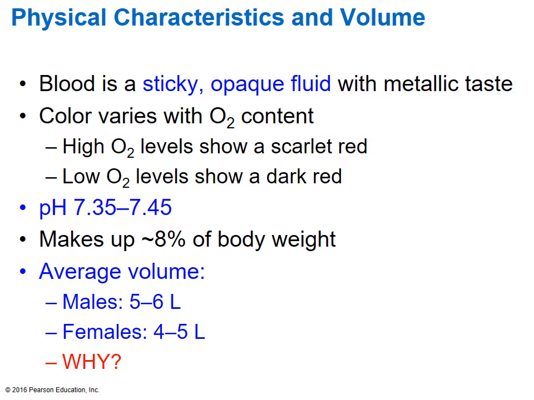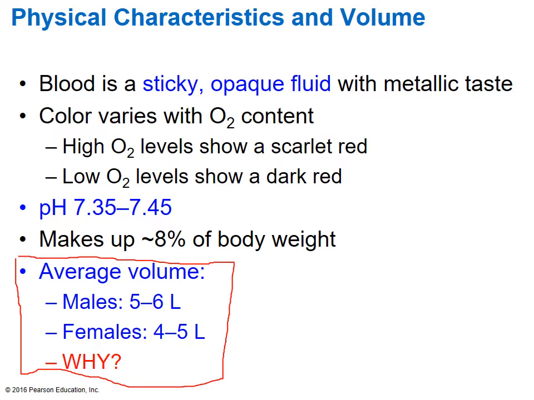Blood is considered a neutral solution. Its pH falls right between 7.35 and 7.45. And if we're looking at how much blood you actually have, what we usually see is that on average, males will have between 5 to 6 liters and females between 4 to 5 liters. So I wrote down on your slide why, as in why is it that females have less blood than males? A lot of this has to do with body size.